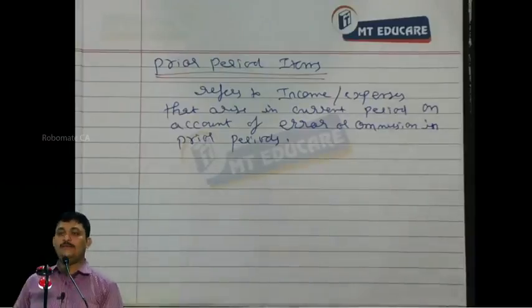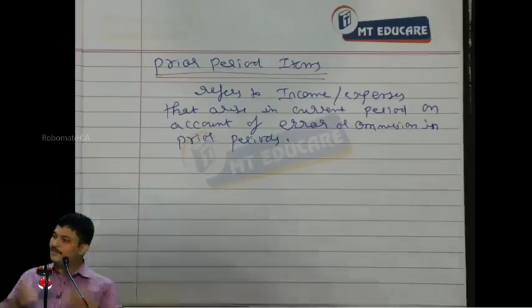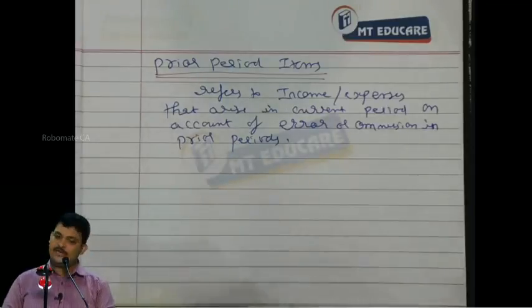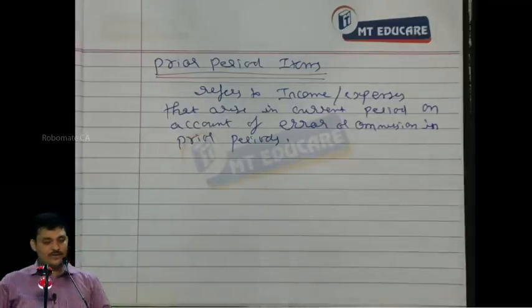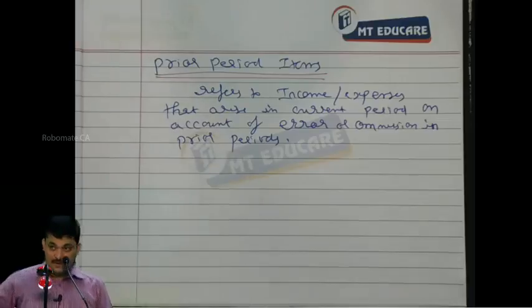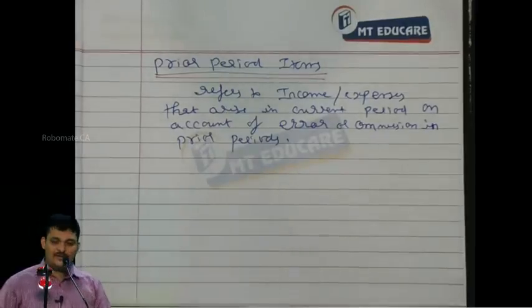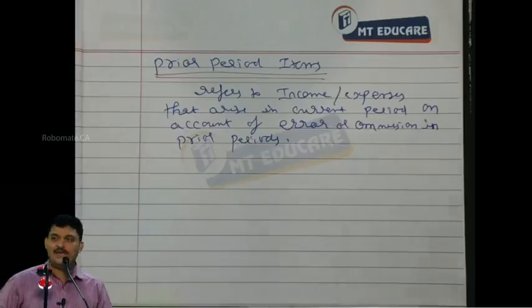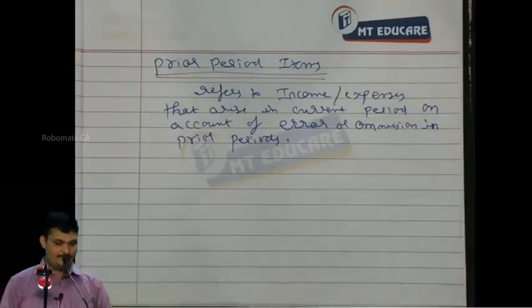Suppose the depreciation was not charged at all. Then also, in the current year it will come as a prior period item, because it is considered an omission. Understood? So any income or expense arising in the current year on account of omission in the prior period is what we call prior period items. Understood, friends? Everybody? Okay, so this is what we understand as a prior period item.